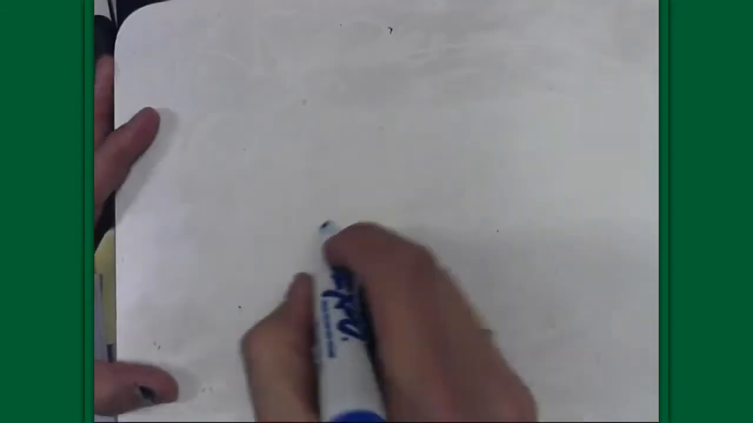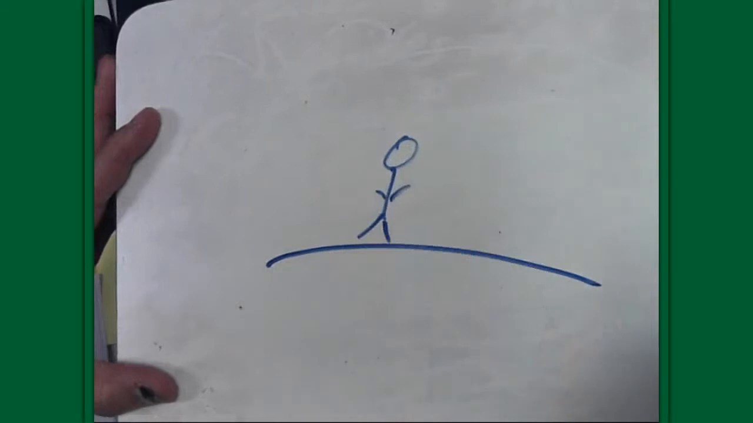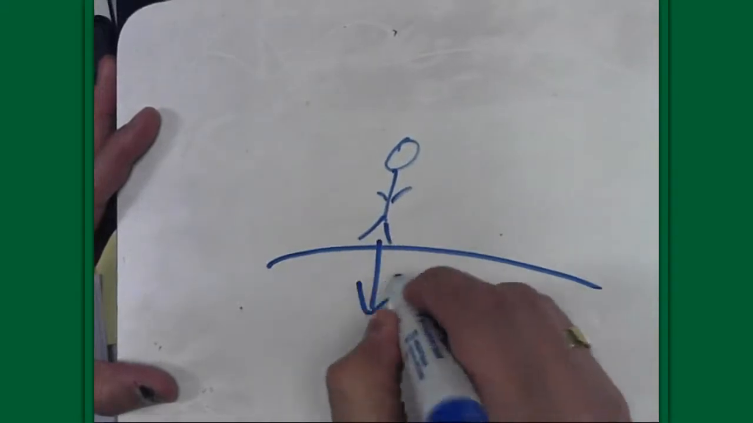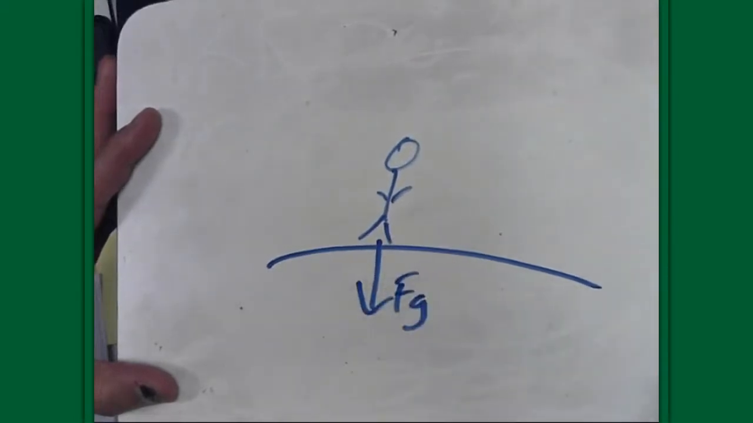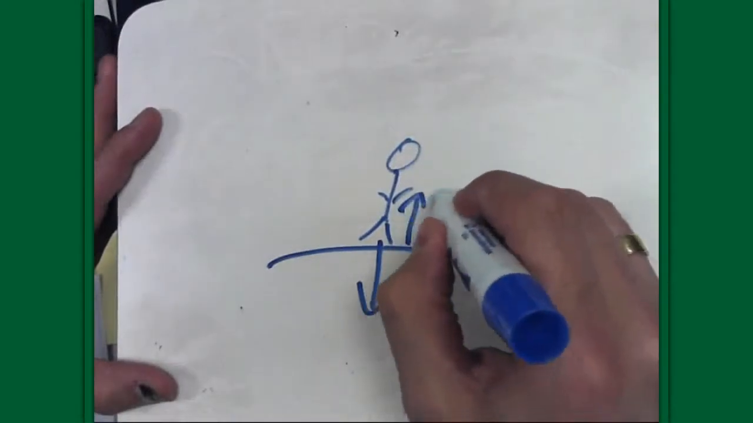Remember that with you and the Earth, if this is the Earth and this is you, there is a gravitational force from the Earth pulling down on you, but you have mass as well, so you are also pulling up on the Earth.